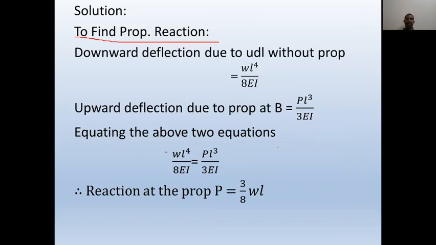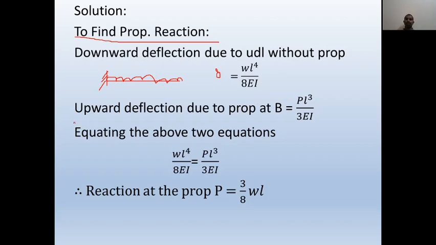So here is the downward deflection due to UDL without a prop. Without the prop it is just like a cantilever beam, and for the cantilever beam we know the standard cases. For a cantilever beam subject to UDL throughout, we have the formula wL^4 by 8EI as the maximum deflection, delta maximum, at the free end.